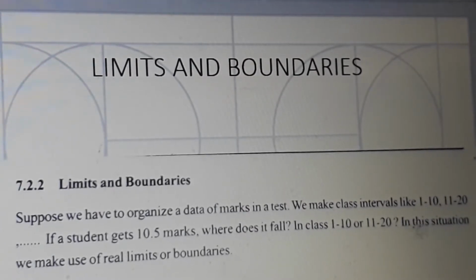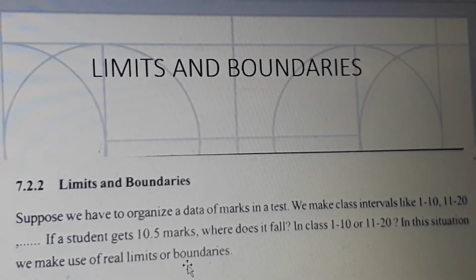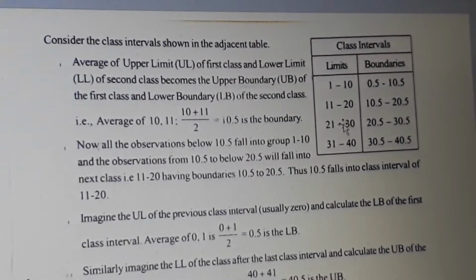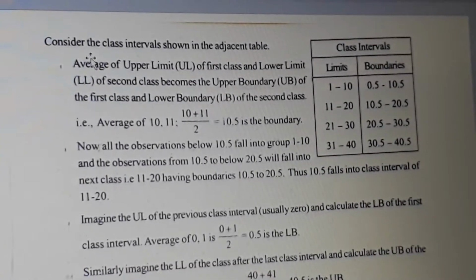In this situation, we make use of real limits or boundaries. You say this table: class intervals, limits, boundaries. Limits: 1 to 10, 11 to 20, 21 to 30, 31 to 40. Observe the table and read the matter.